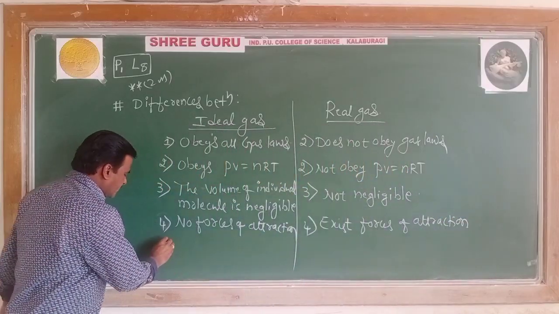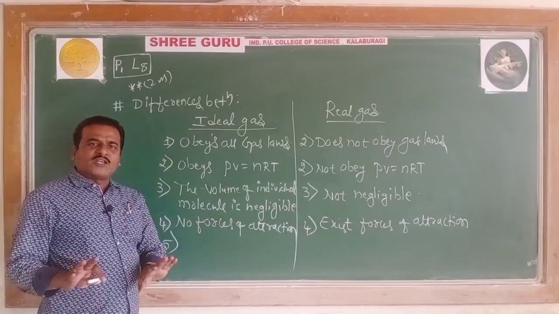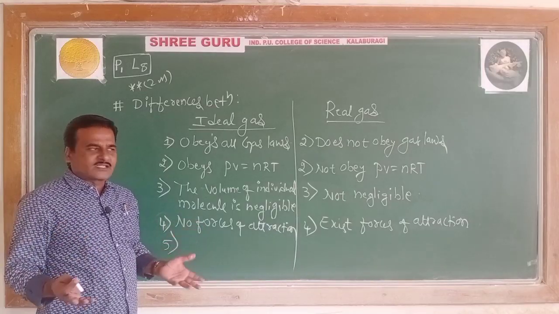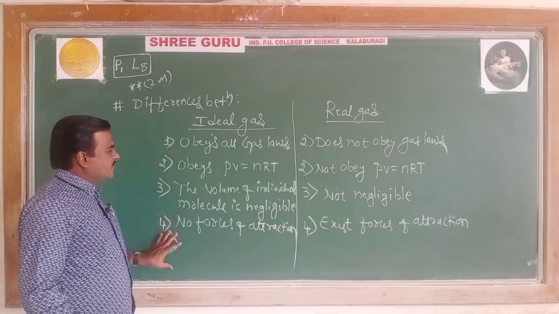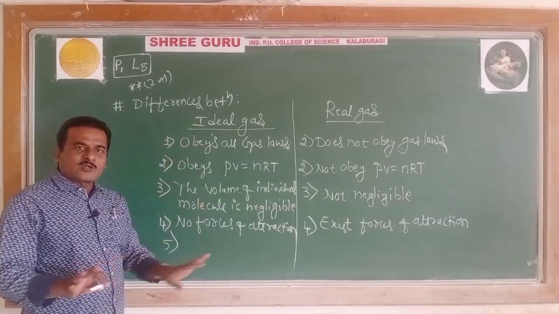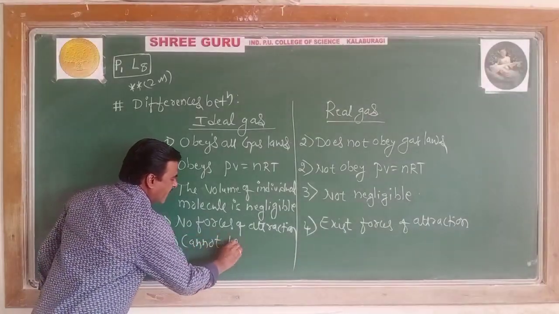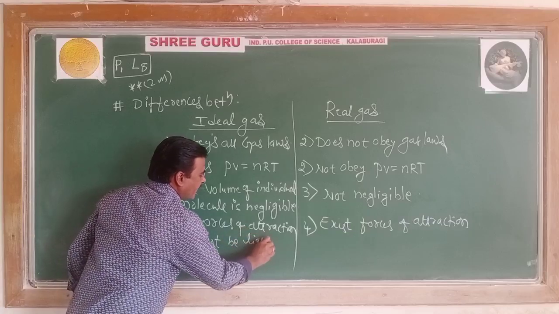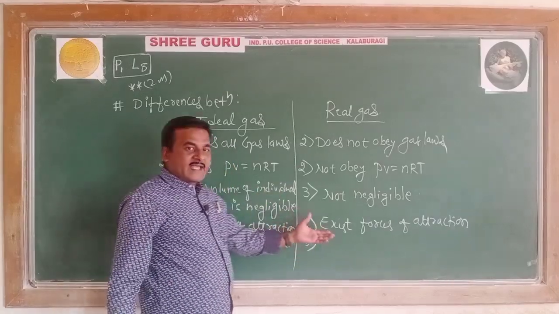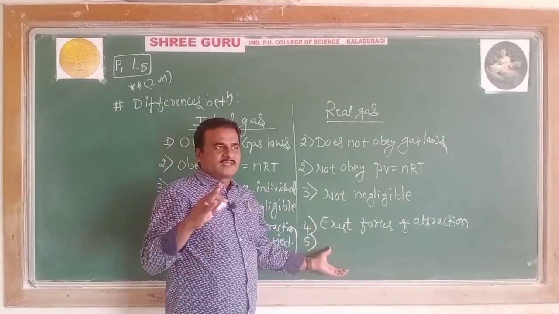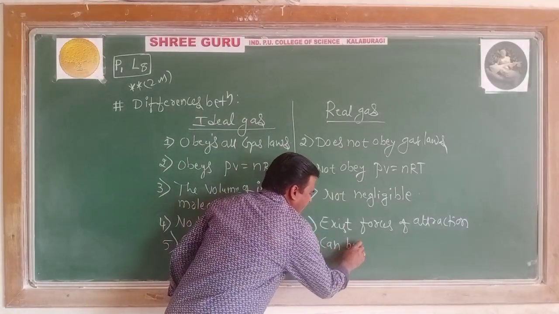Coming to the 5th point: ideal gases cannot be liquefied. Ideal gases are only hypothetical, imaginary gases. No such gas exists around us in a real sense. On the real gas side, they can be liquefied, provided the temperature and pressure are maintained appropriately.